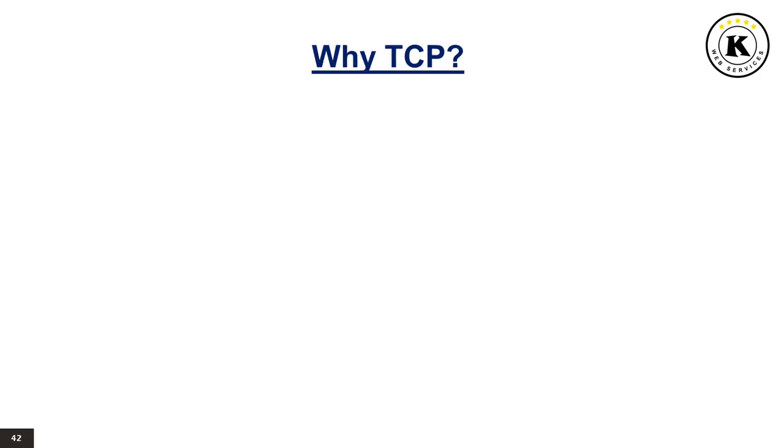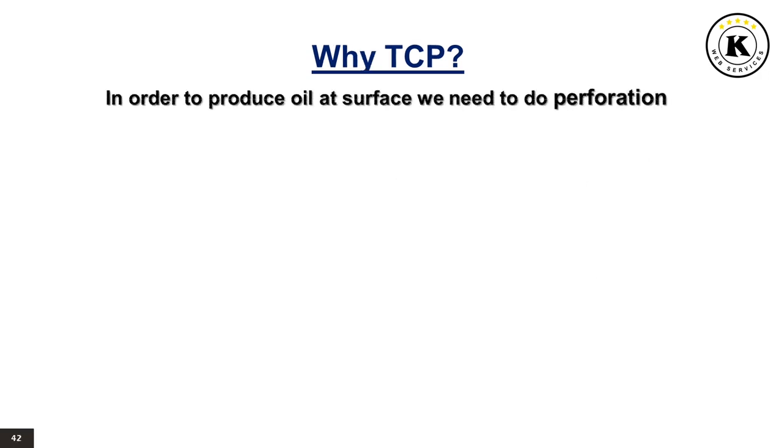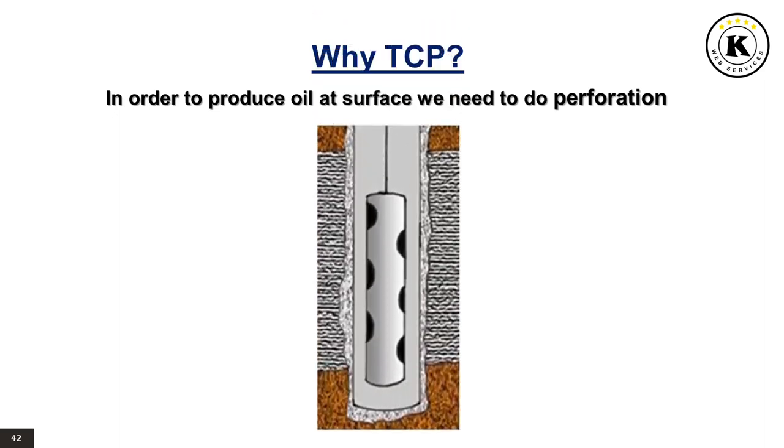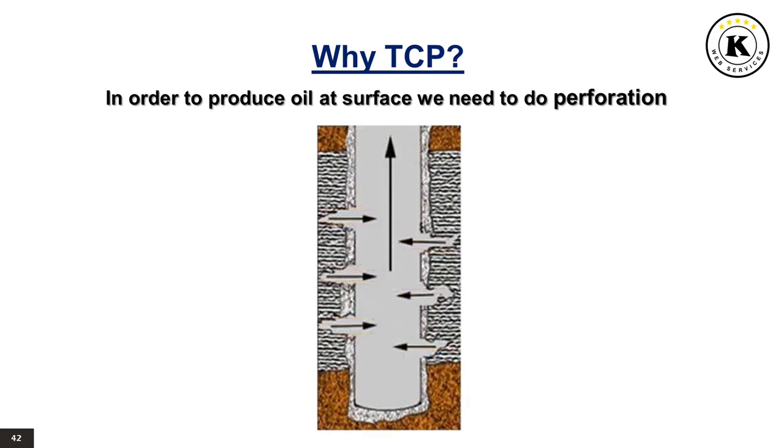Why TCP? In order to produce oil at surface, we need to do perforation. After running the TCP string in front of the desired reservoir formation, the guns are fired, creating communication tunnels from casing to the reservoir formation, through which hydrocarbon can flow to surface.